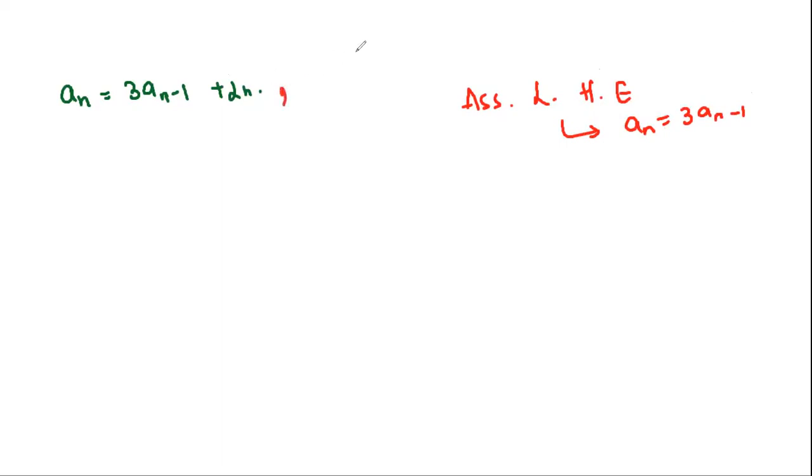Let's take the initial condition of our example. It is given that a1 is equal to 3. So a1 is 3, then a2 will be 3 into 3 and so on. Each time we are multiplying with 3. So the general solution will be given as an of h is equal to alpha into 3 power n, where alpha is a constant.